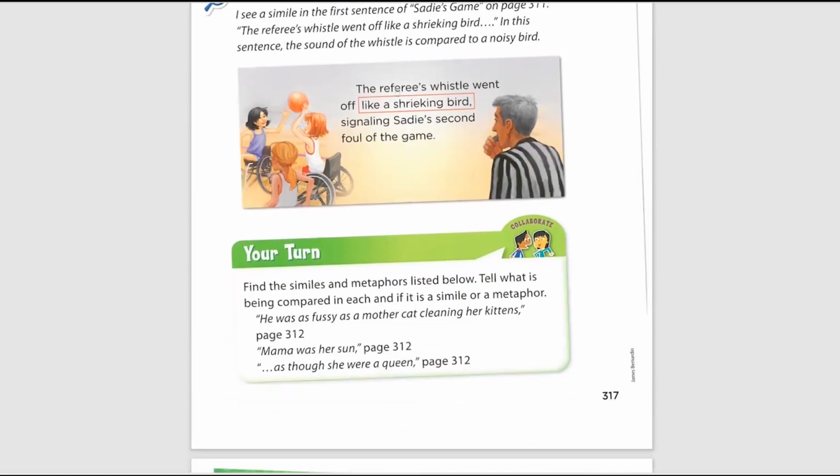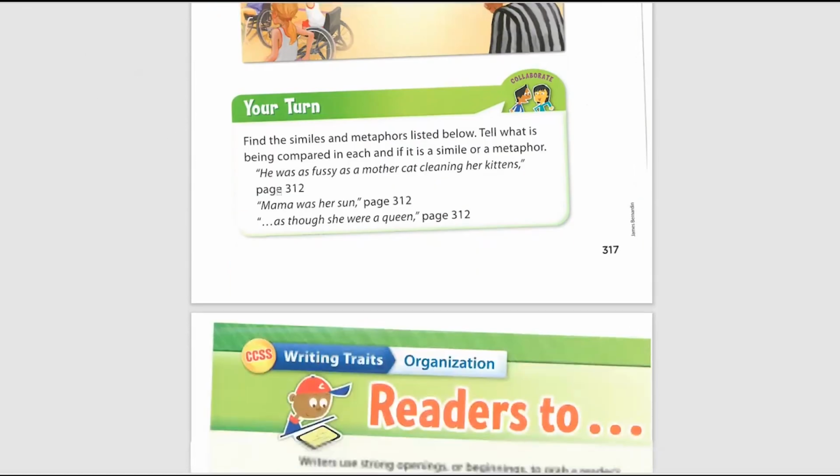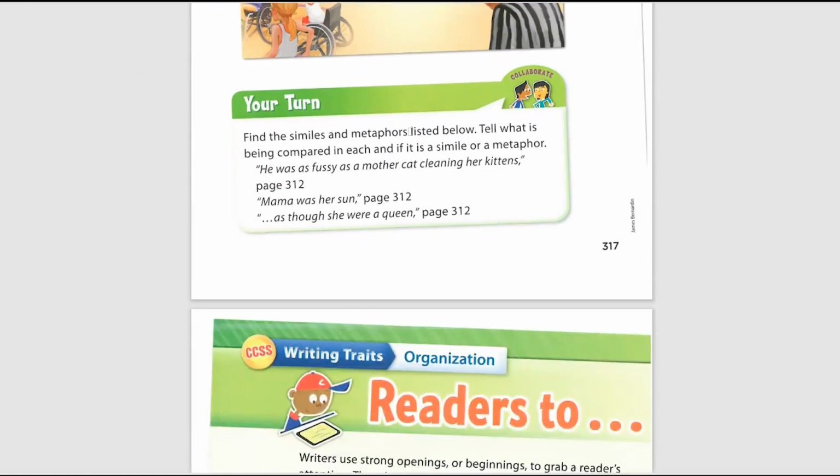Here we have an example. The referee's whistle went off like a shrieking bird. So even though we know it's not the same sound as a bird shrieking, it just gives us more information so we can imagine just what and how loud that whistle sounded. And then finally, we are going to find the similes and metaphors listed below, and then tell me what is being compared. He was as fussy as a mother cat cleaning her kittens. Well, we see it says as, so we know this is a simile.